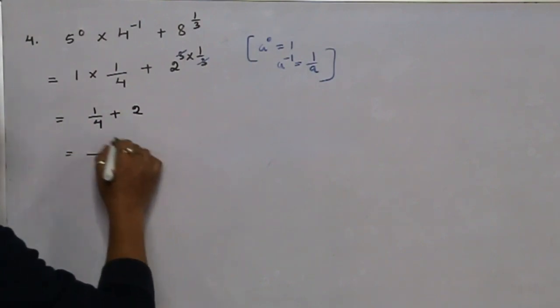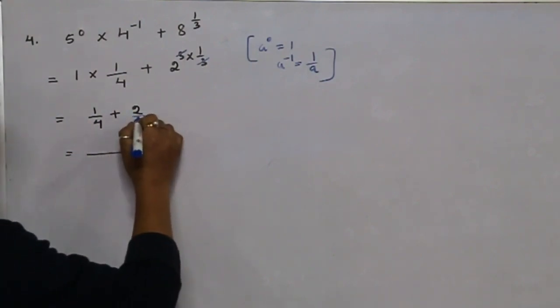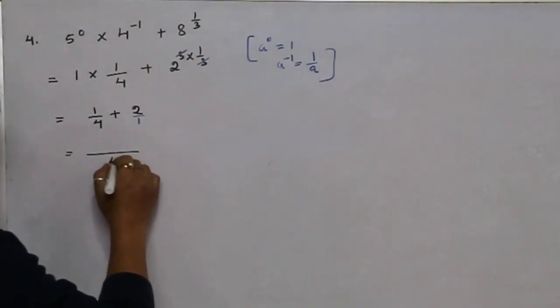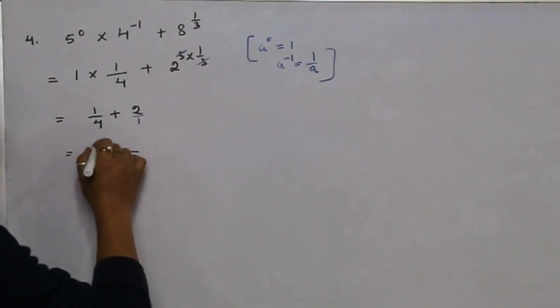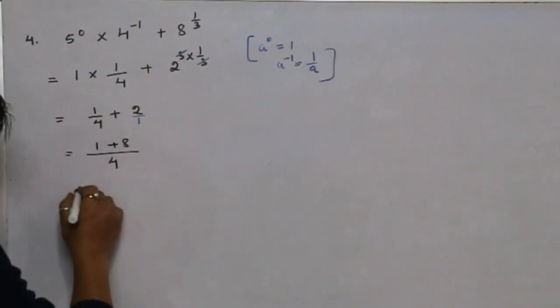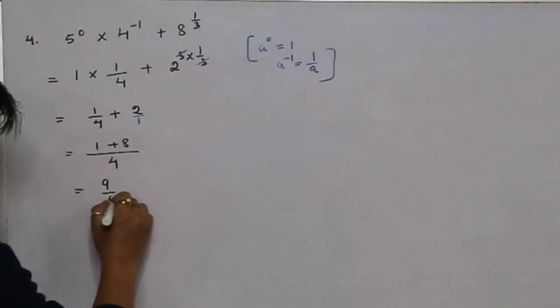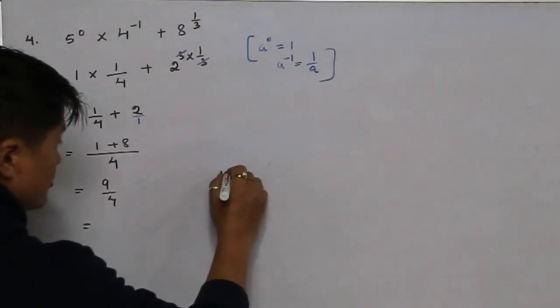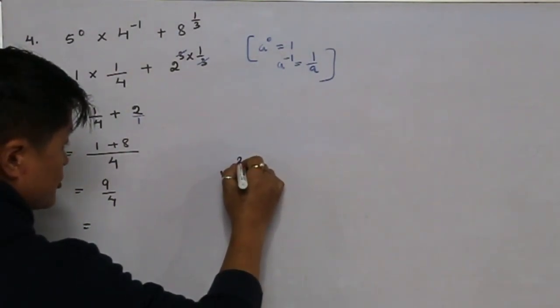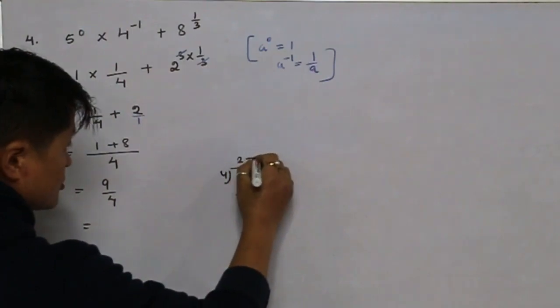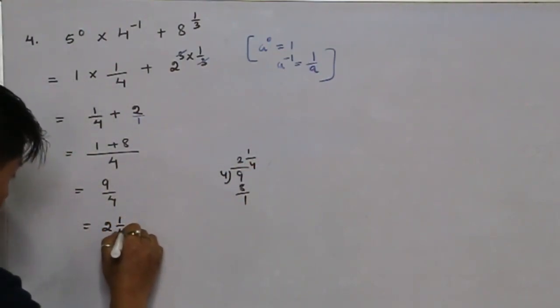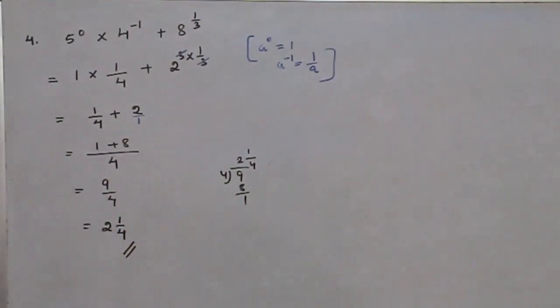Then take the LCM. LCM here means it always has the denominator 1. So 4 into 1 is 4. 1 1 are 1, 4 2 are 8. This will become 9 by 4. We never leave the answer in an improper fraction. We'll make this proper. 4 will multiply 9, 4 2 are 8, 1. So this 1 will go up, this will come in. So this will be 2 1 by 4. So this is the answer.